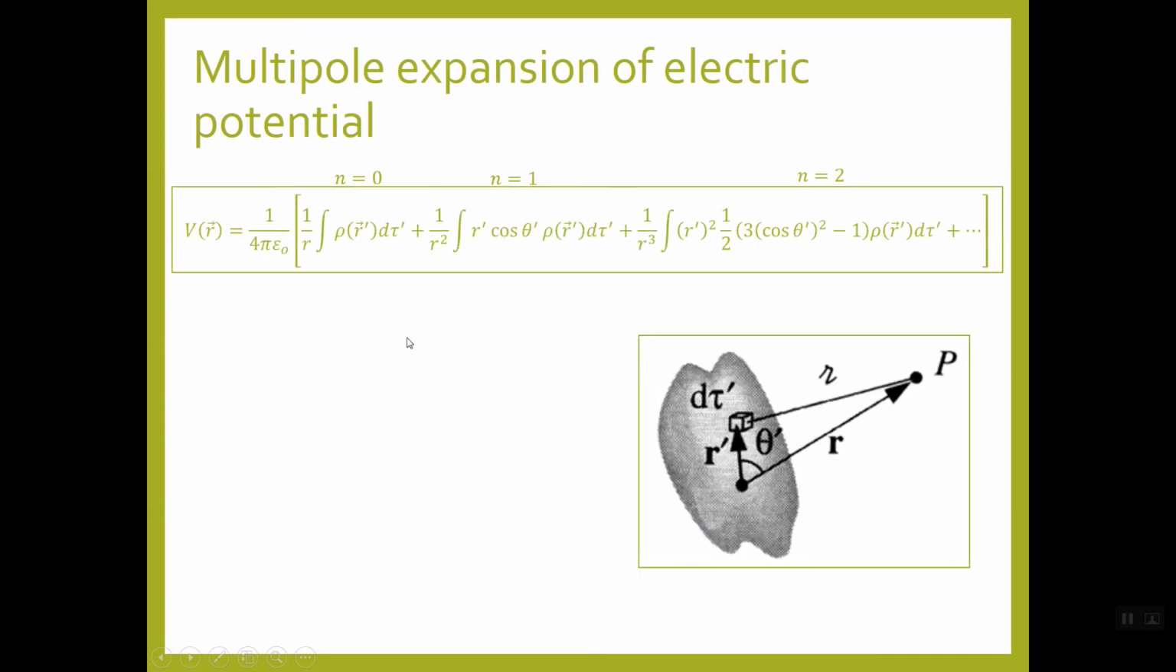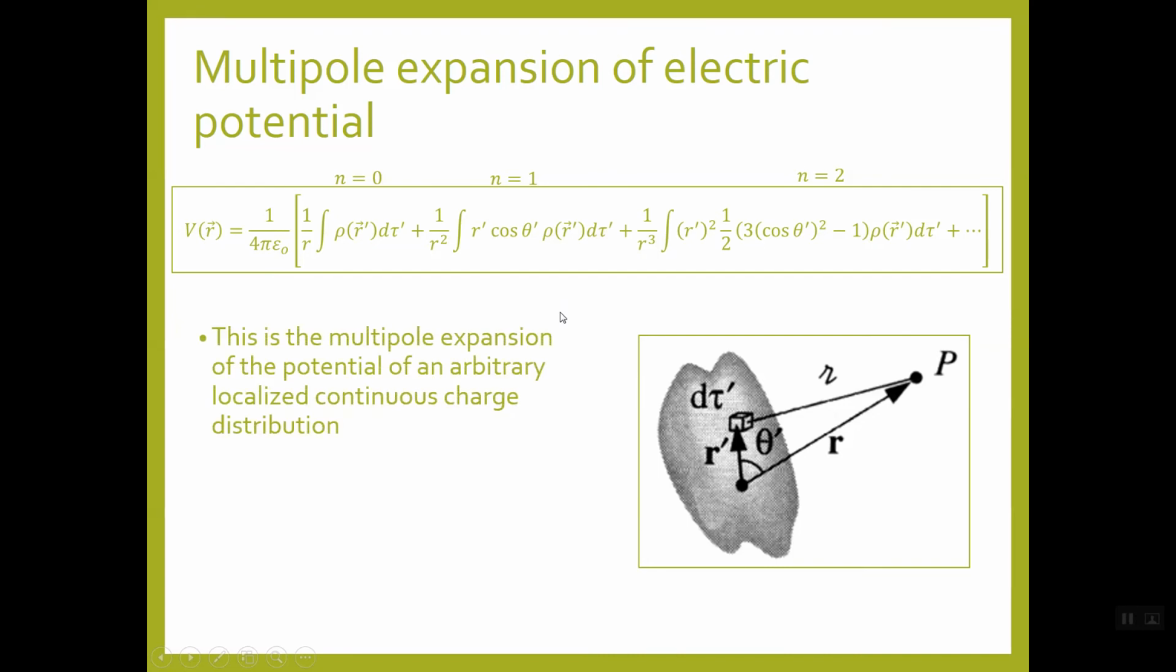We found the potential was equal to a sum of integrals, and this was for the multipole expansion of the potential of an arbitrary localized continuous charge distribution. The n equals 0 term we called the monopole term, n equals 1 was the dipole term, n equals 2 the quadrupole term.